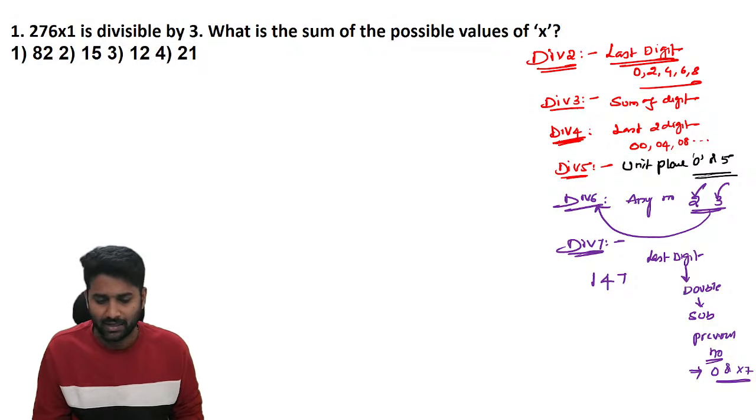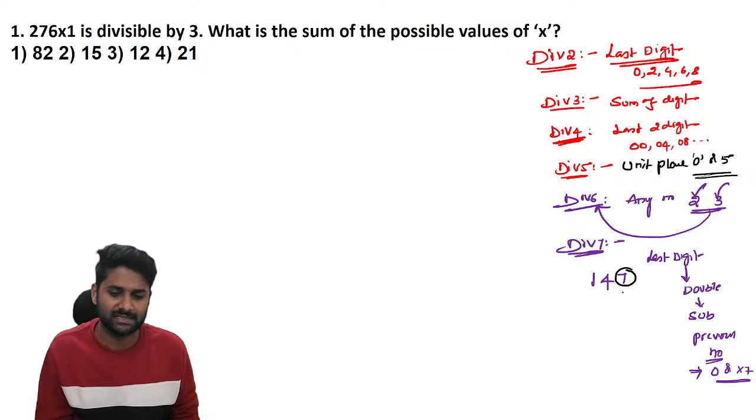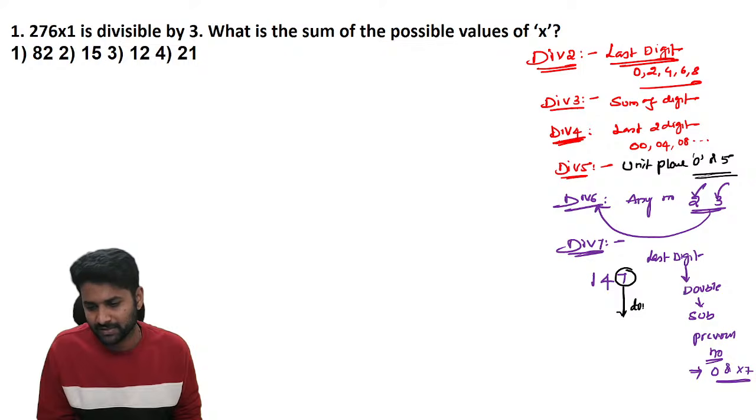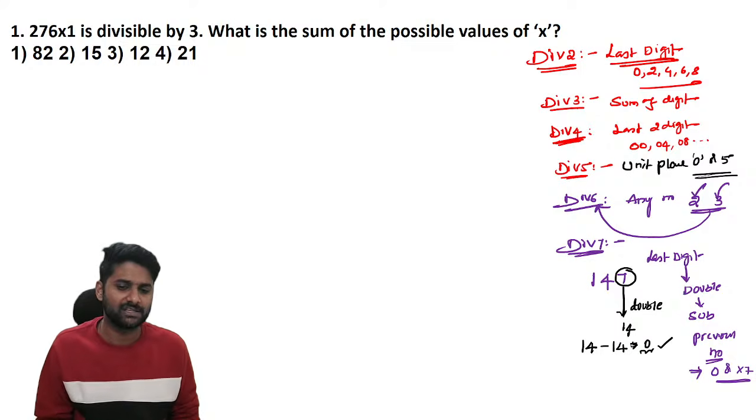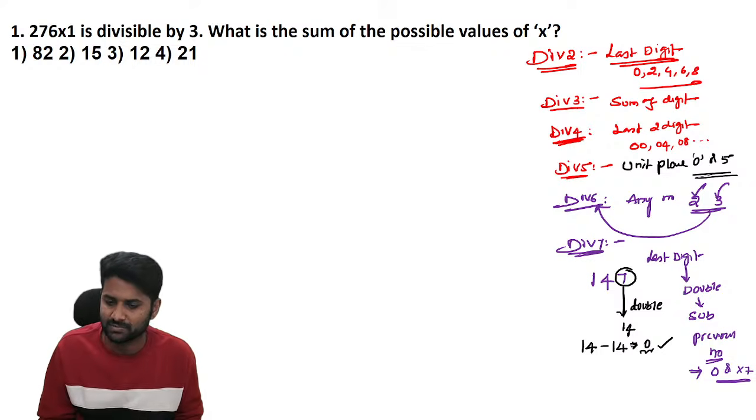For example, let me take an example. 147, is it divisible by 7? Verify it. Take the last digit and double it, the result is 14, and subtract it from the previous number, then the result is 0. If you get 0 or a multiple of 7, definitely the entire number is divisible by 7.